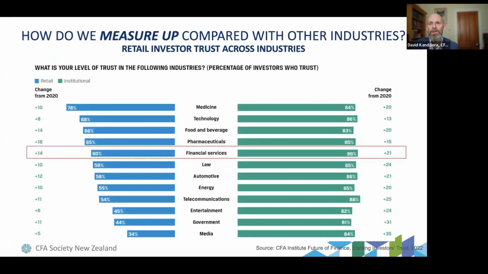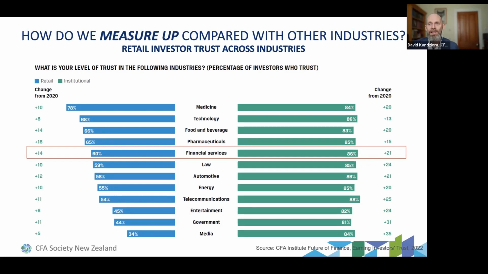So this one was interesting. This was more, how do we measure up compared with other industries? Looking at retail investor trust across a number of industries, a couple of takeaways here. You can see the 2022 survey results showing the perception of financial services, aka the investment profession, compared with other industries.